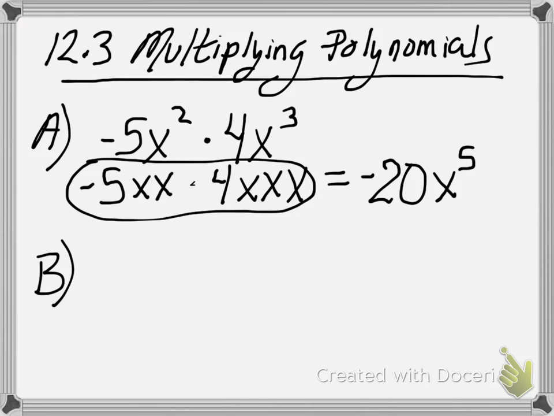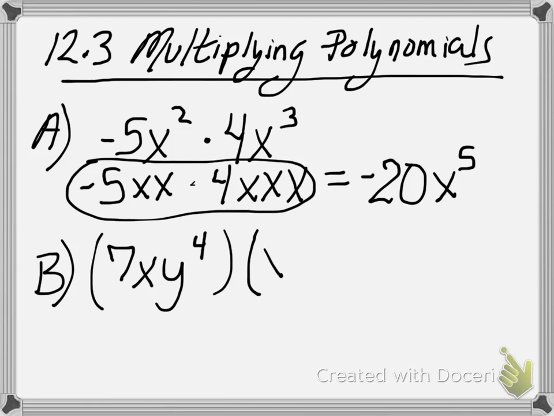So here's another example for you to give a shot. What if you have more than one variable? So I have 7xy to the 4th times x cubed y squared. Think about that there's really a 1 right here, an understood 1. So if I solve it the same way I solved A, when I took the negative 5 times the 4, I can think of that as 7 times 1. So I can say 7 times 1 is 7.